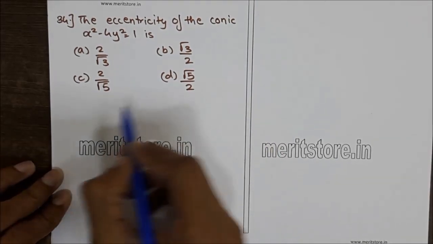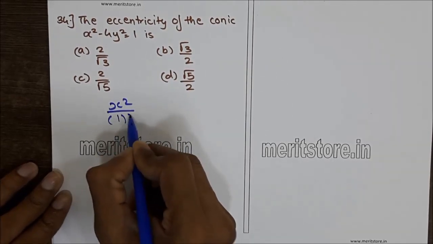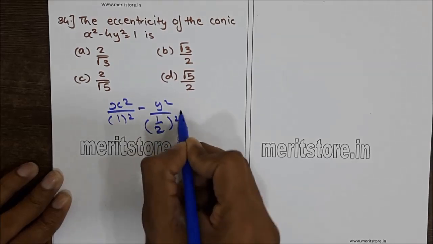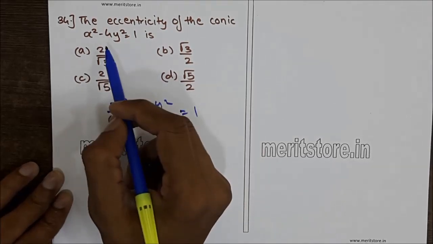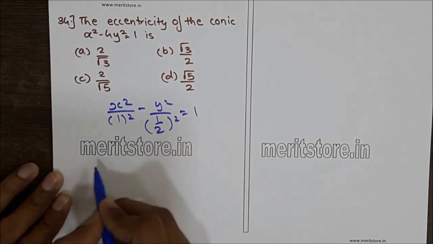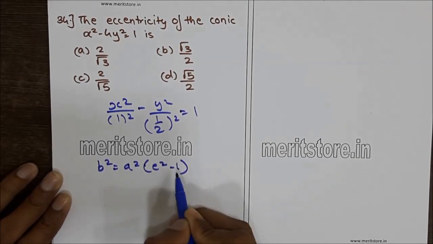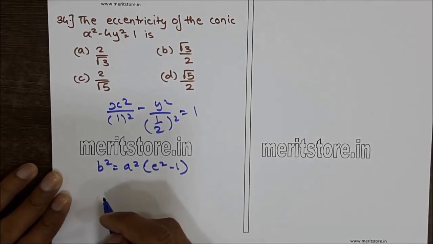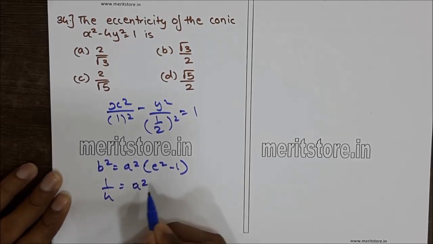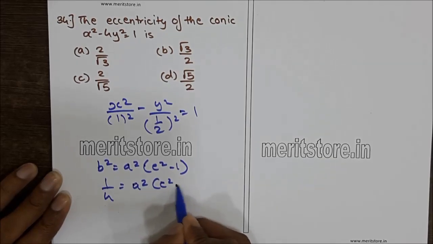Given conic is x square upon 1 the whole square minus y square by 1 by 2 the whole square, which is equal to 1. We make a fine adjustment so we can get this as equation. So we also have b square is equal to a square into e square minus 1. Further solving, substituting the value of a and b, we get 1 by 4 equal to a square e square minus 1.